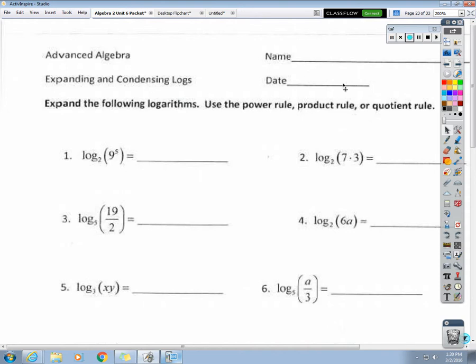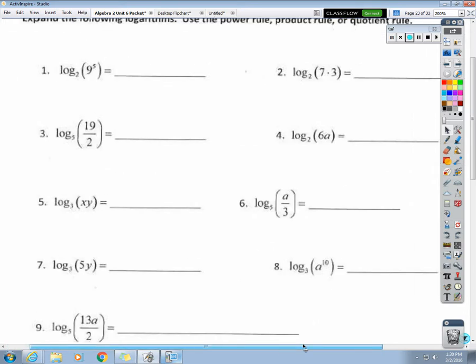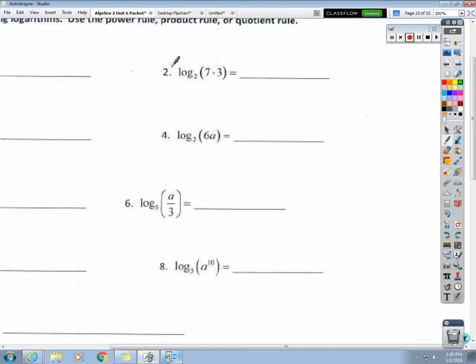Let's look at number 2. We have log base 2 of 7 times 3. So we have a product of two logs. Since you have two things being multiplied together, you're going to write log base 2 twice. The first log base 2 will be of 7, the first number in your product. The second log base 2 will be of 3, the second number in the product. Since it's multiplication, when you write it in expanded form, you put a plus between them, and there's your answer. That's all you do. So why don't you try 4, 5, and 7?